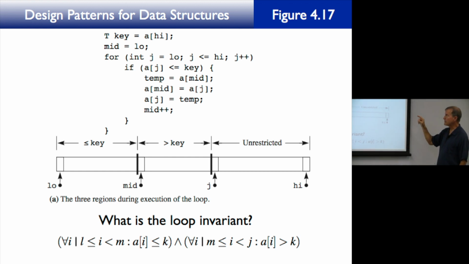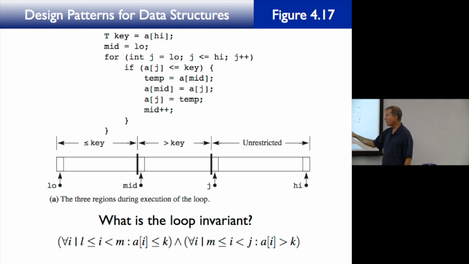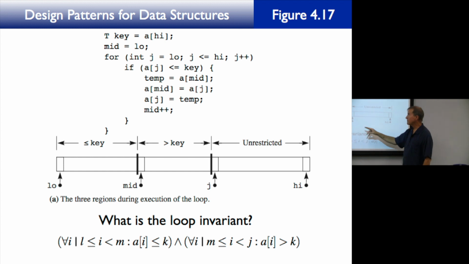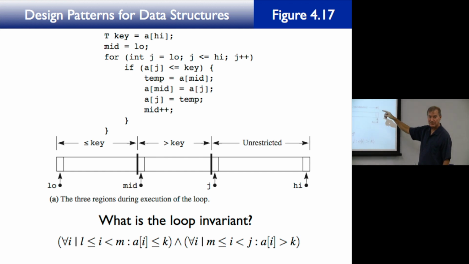On the other hand, if the if statement does execute, if a sub j is less than or equal to key, not only does j go up, but mid goes up, right? So if we swap a sub j with a sub mid, the item that was in a sub j now goes to mid, but then after that mid goes up, so that element is in the less than or equal to key region. You see? Mid will go up by 1 after that. But in fact, it will be, because that's the guard, that's the if. The if statement says if a sub j is less than or equal to key. So that one is in the right place.